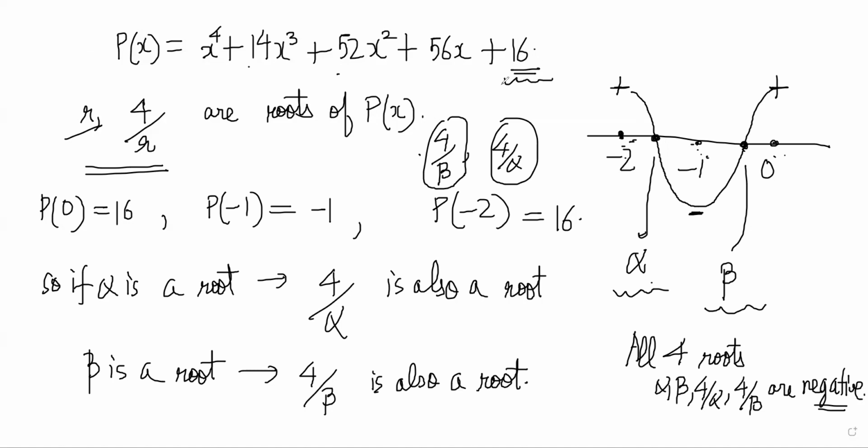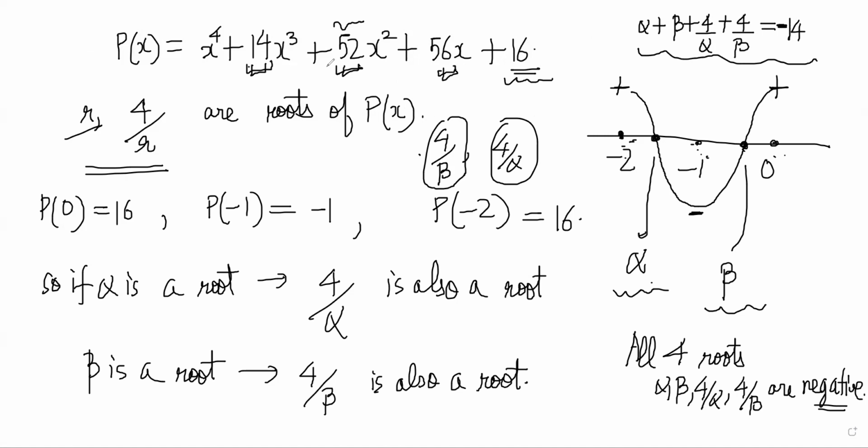Correct? So basically we have found out many things about the particular polynomial. You can also try and figure out what the roots will be based on the Vieta's relations here. You have 14, 52 and 56 here. So you should say alpha plus beta plus 4 by alpha plus 4 by beta is equal to 14, minus 14. And similarly, when you take 2 at a time, you'll get 6 terms there, which should be equal to 52, right? You can try and figure out the roots also.